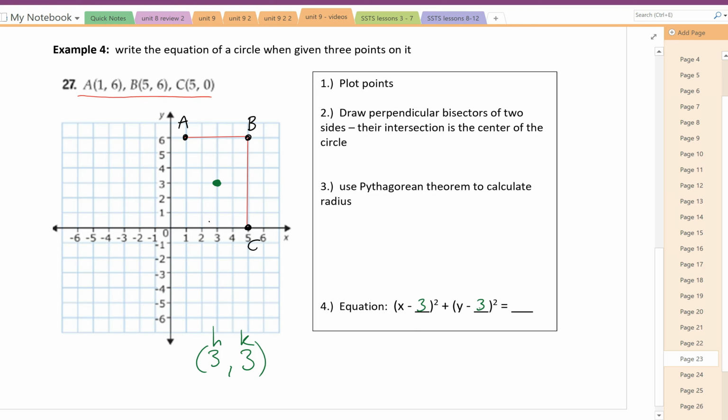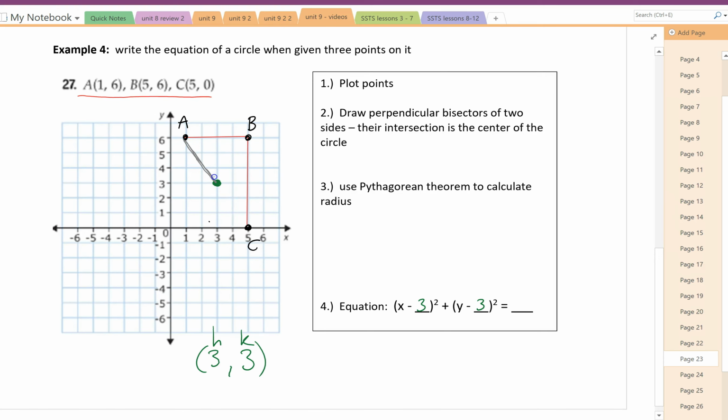Now I need to figure out what the radius would be. Well, if I know that the circle passes through A, B, and C, and I know that this is the center, then any line going from the center out to one of these points is going to be a radius. So all 3 of those are radii. So you don't need to do this for all 3 because it would be the same for each one. I'm going to do it up here.